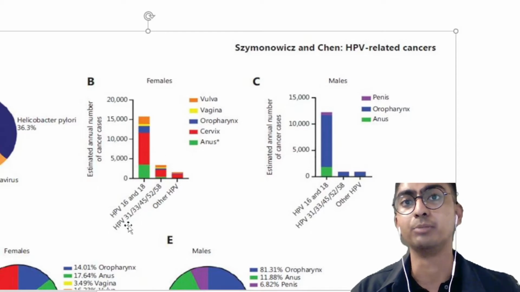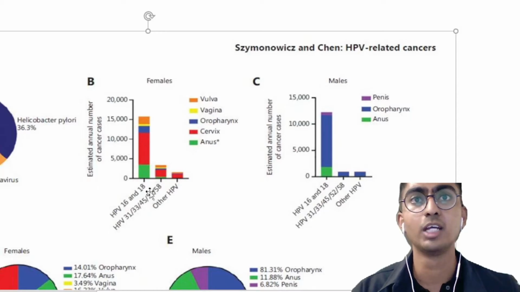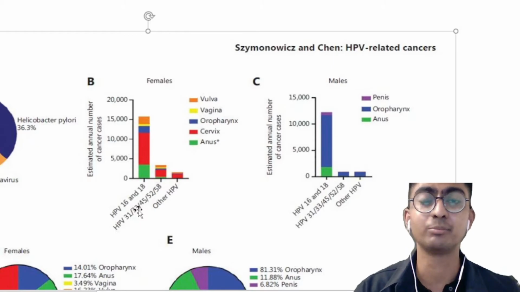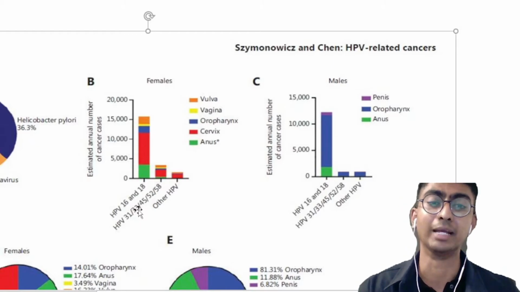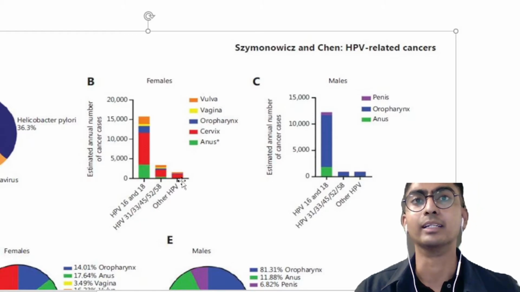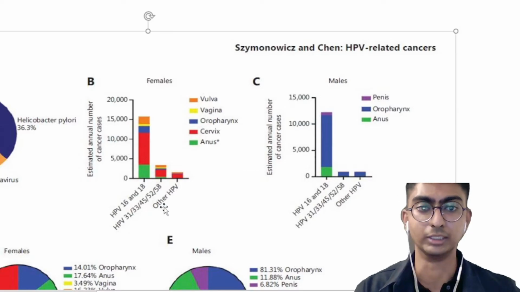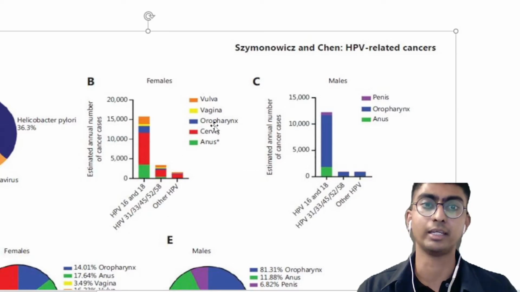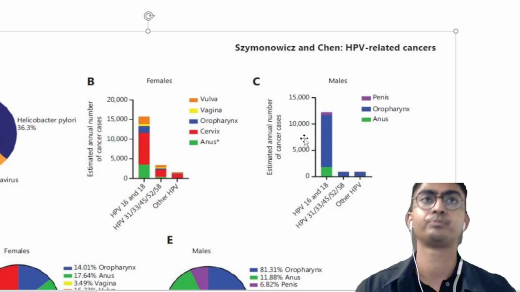Other forms of HPV strains, such as the ones listed here, 31, 33, 45, 52, 58, also have a risk of causing similar cancers, but significantly lower. So these types of strains, we will know them as low risk HPV. And then the remaining other HPV infections, which have very low risk of causing any form of cancer, usually will be dealt with by your own immune system within a year or two.